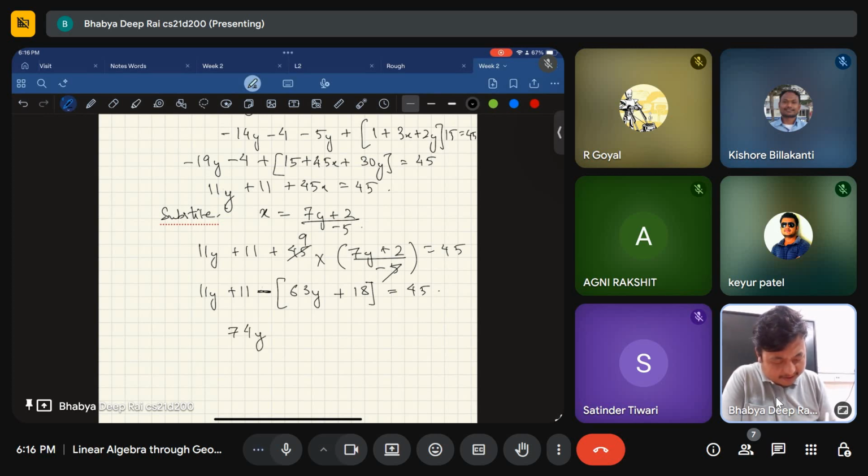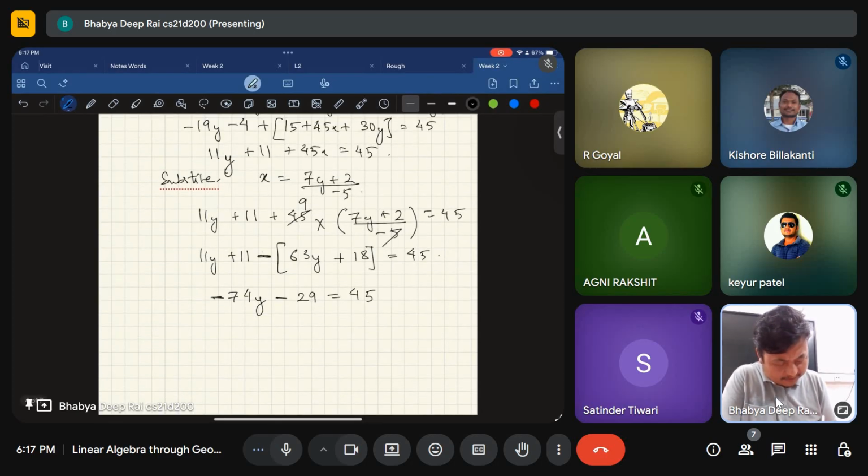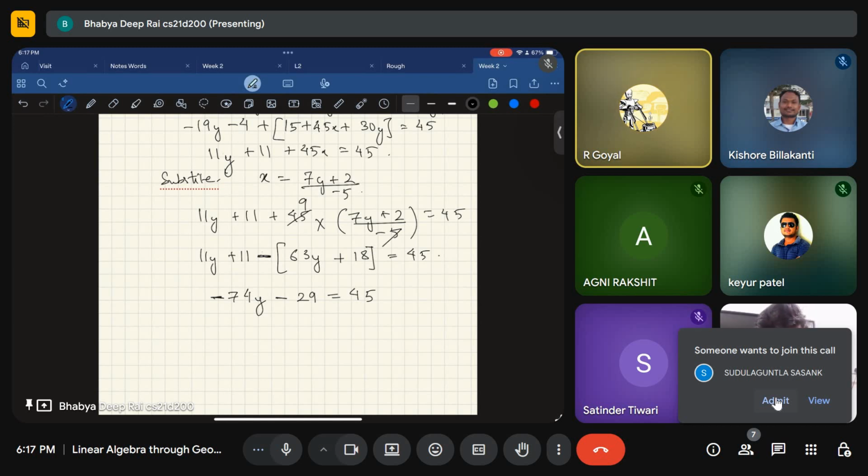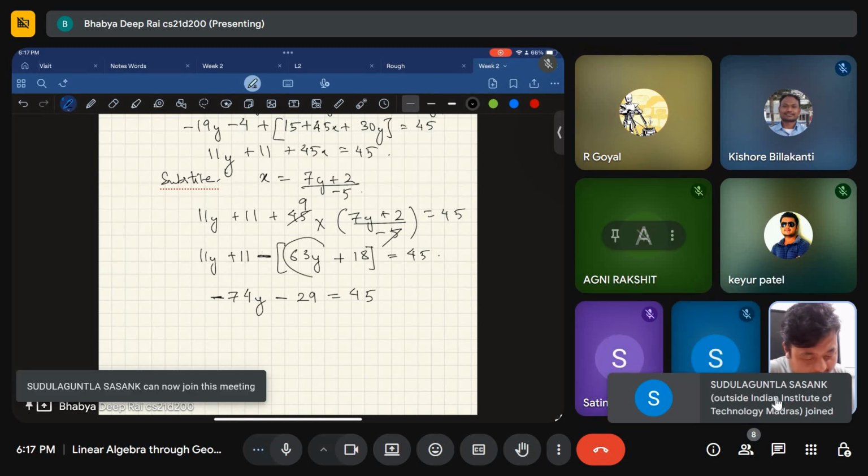74y, right? And this is minus 74y minus 29 equals 45. So what does this simplify to? Slightly incorrect. 11y minus 63y, so this will become minus 52y. While simplifying this, so 11y minus 63y. Yeah, so it becomes minus 52y. So minus 63 plus 11.